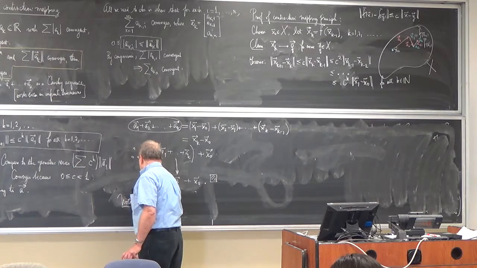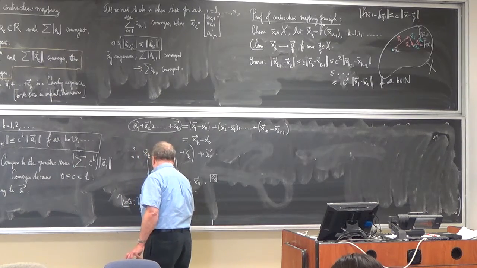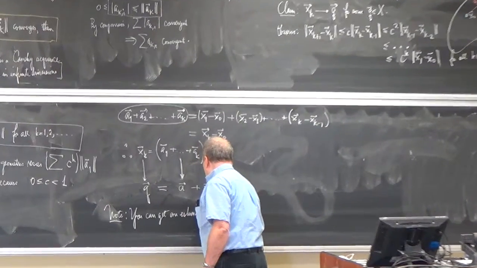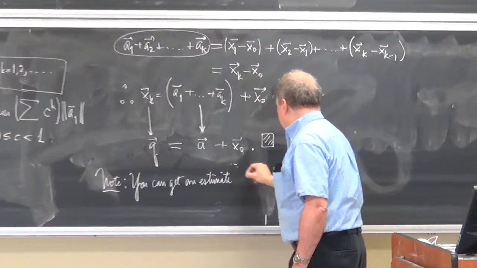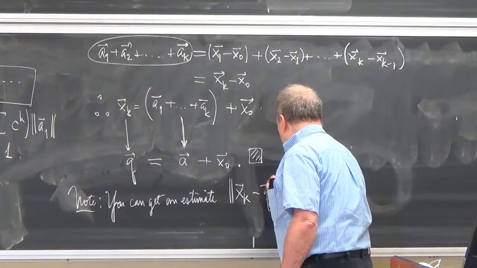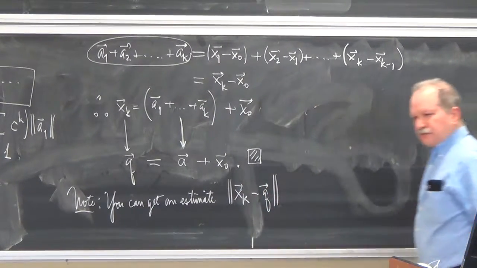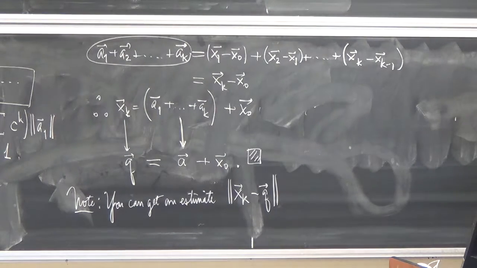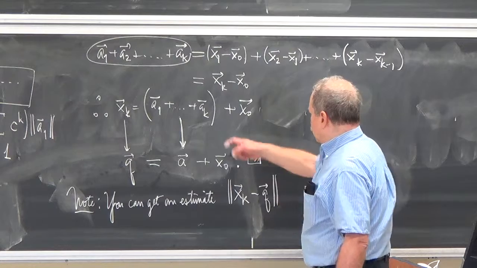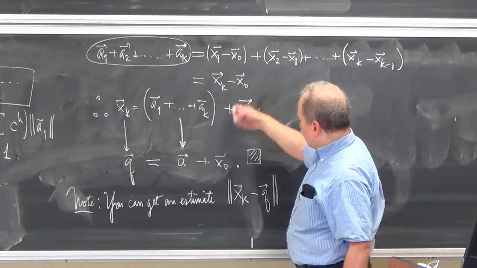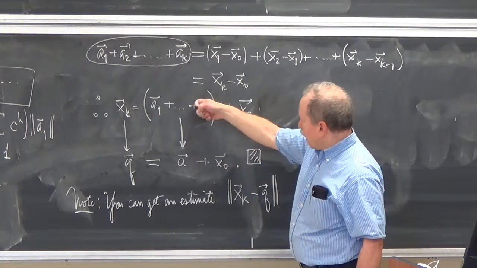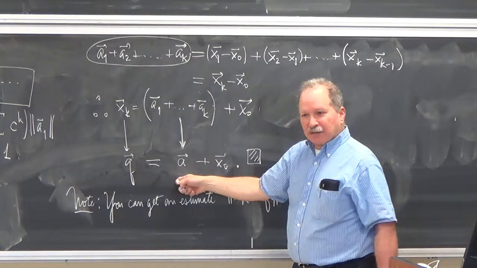So you can get an estimate on how far xk is from the limit by just looking at how far, forget the x naughts, the sum of the a's is from the limit.